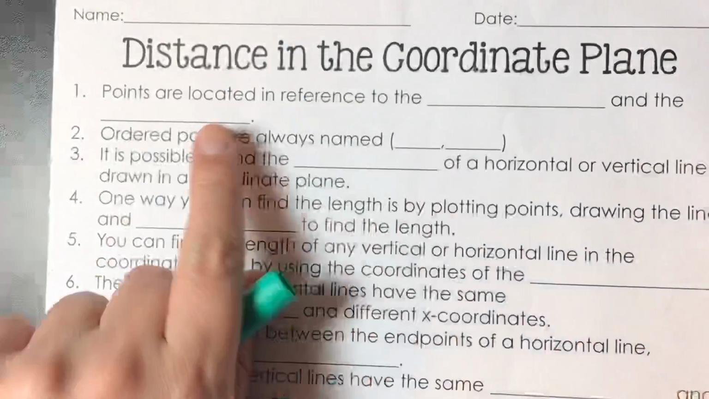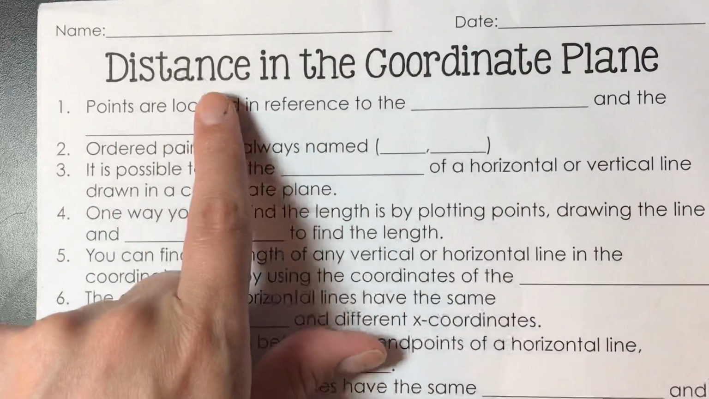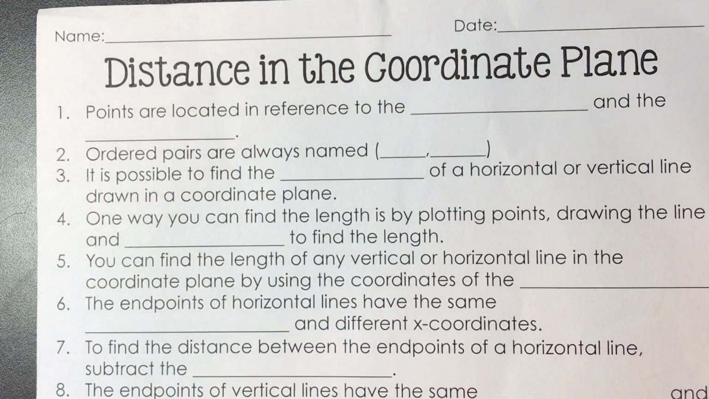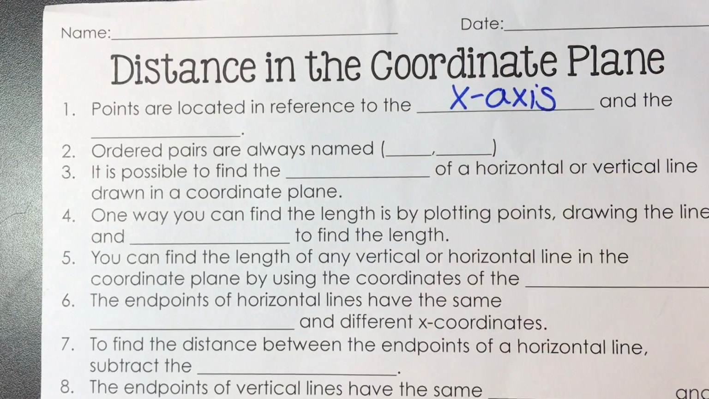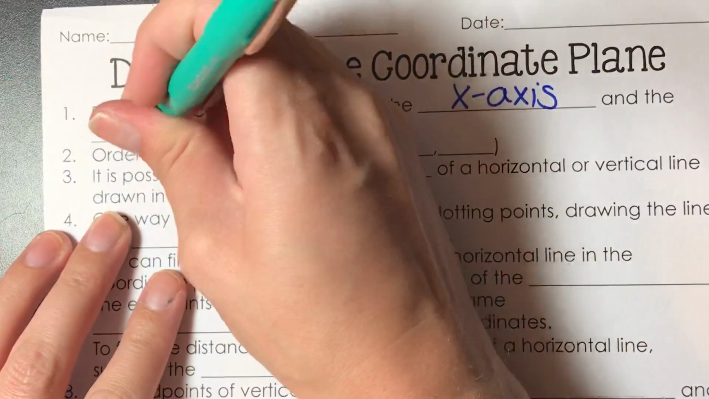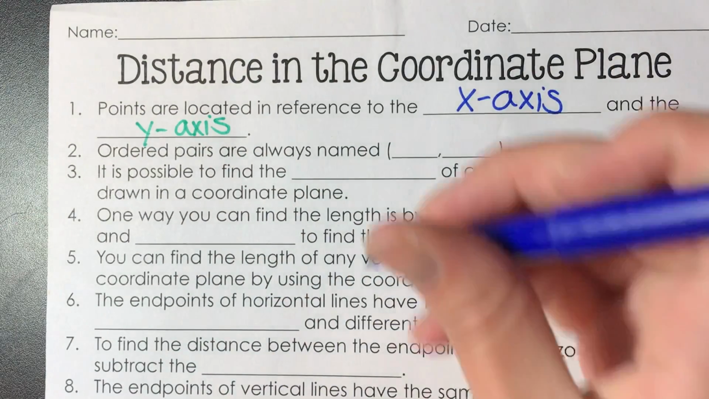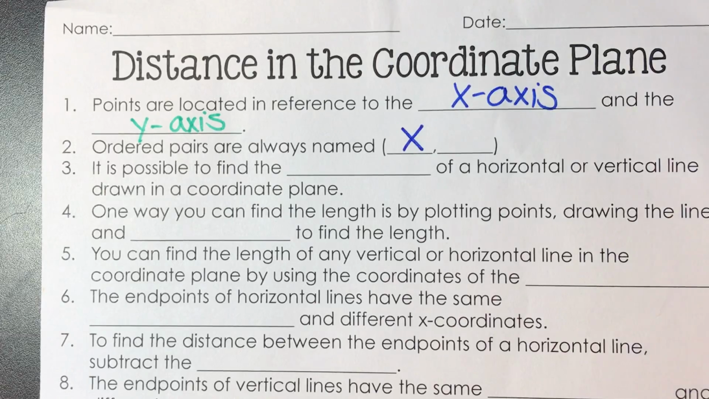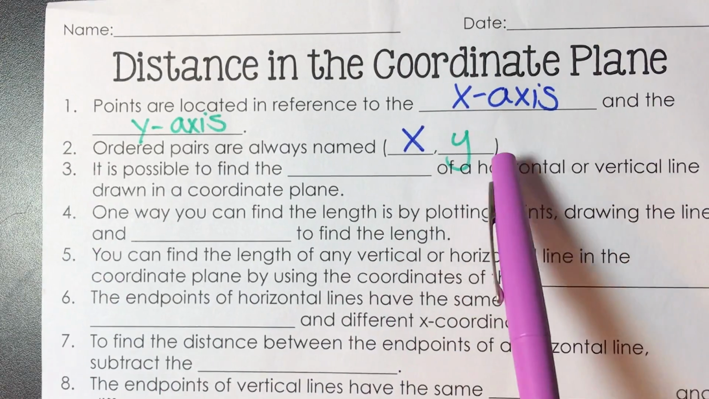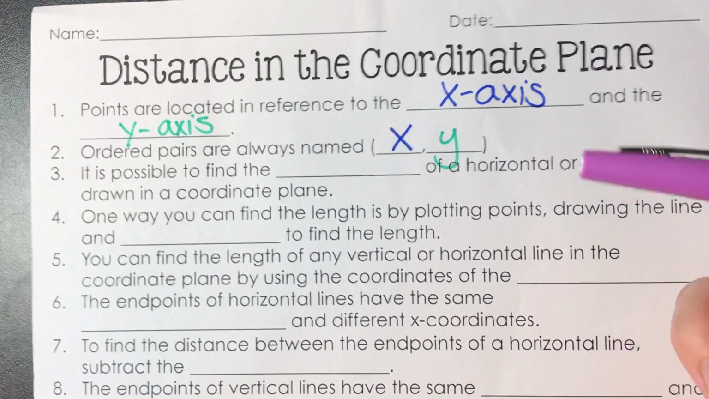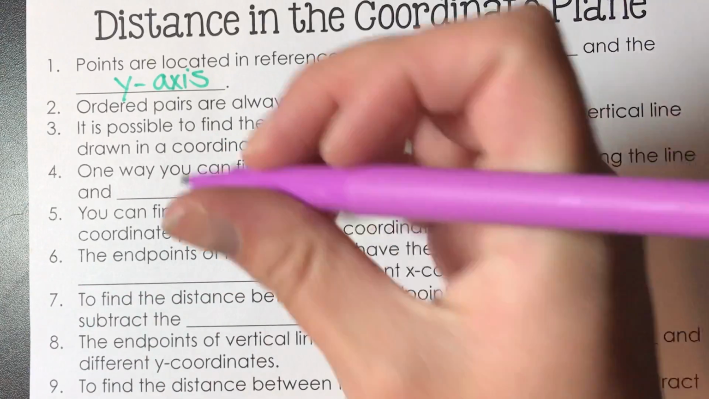But now we're going to be talking about distance in the coordinate plane because it could be in all 4 quadrants. So points are located in reference to the x-axis and the y-axis. And ordered pairs are always named x, then y. Don't forget, Miss Madera always says, find your elevator first, and then you decide whether to go up or down.